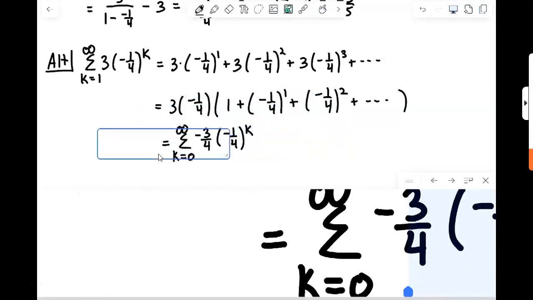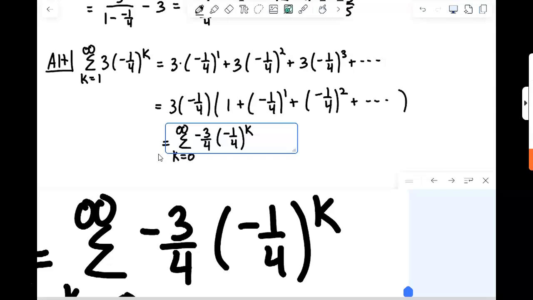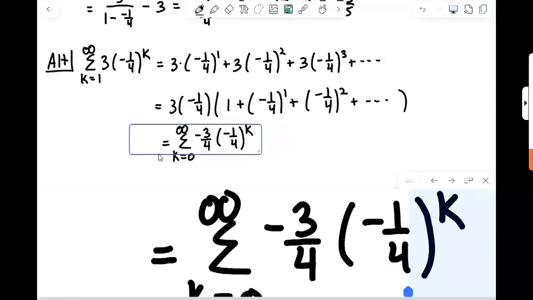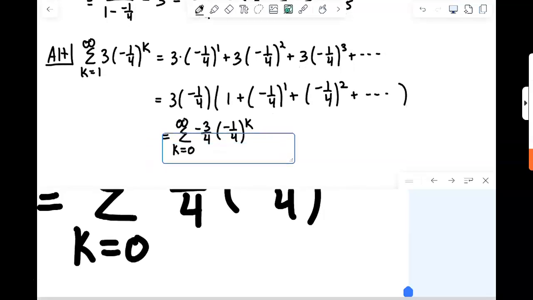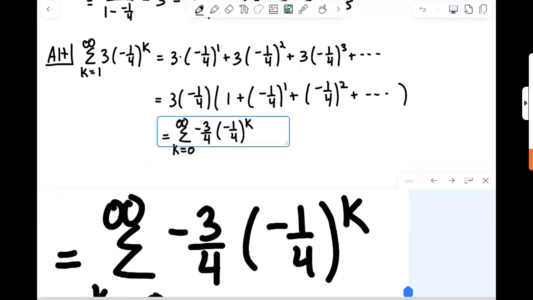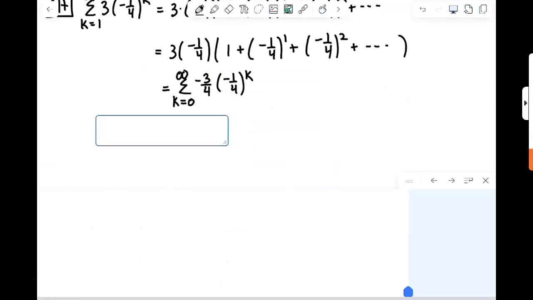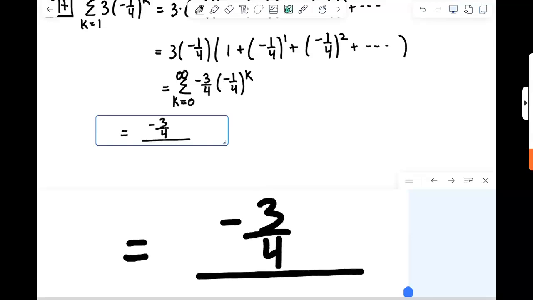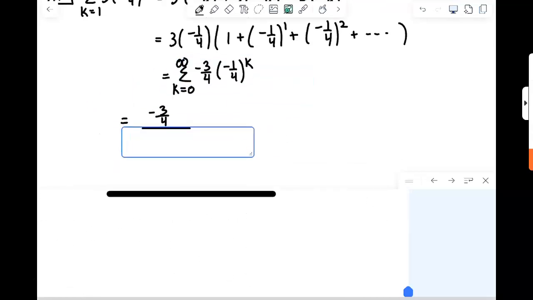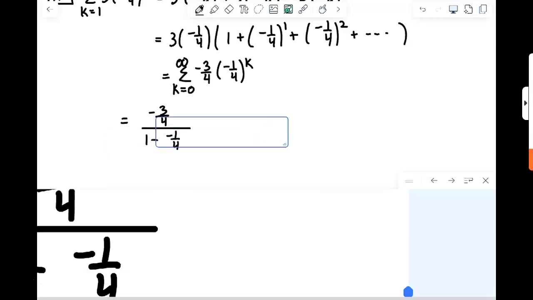Or you could pull the negative 3/4 outside of the sum, the series. We could do it either way. It's up to you. It's not going to change anything whether you write it inside as I did here, or you write it on the outside. And so now we have our series expressed as a geometric series starting at 0. So we can just directly use our formula with what we have. And so the formula here would be negative, or a, negative 3/4 divided by 1 minus r. 1 minus the negative 1/4. Right? And simplify.